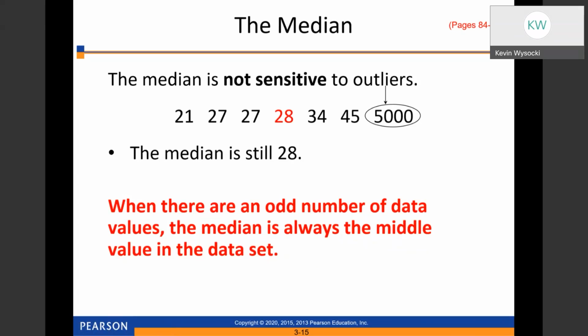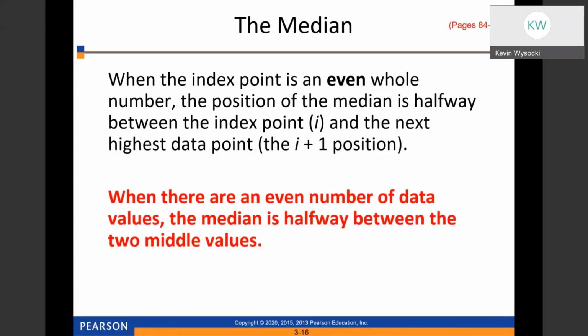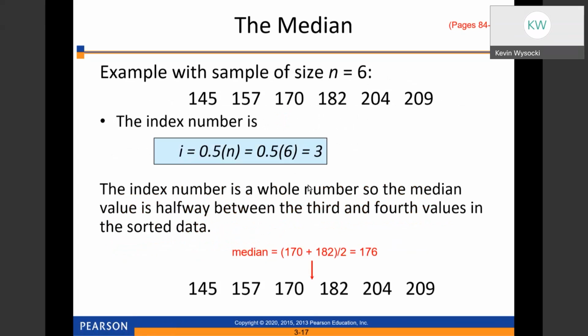If we were going to include that outlier in the average, it would change our score dramatically. For the median, it doesn't have an effect at all, because all that's important is, when you arrange the data, what's the middle value? So the big rule: when there are an odd number of data values, the median is always the middle value in the data set. If there's an even number of values, we take the average of the 2 middlemost values.